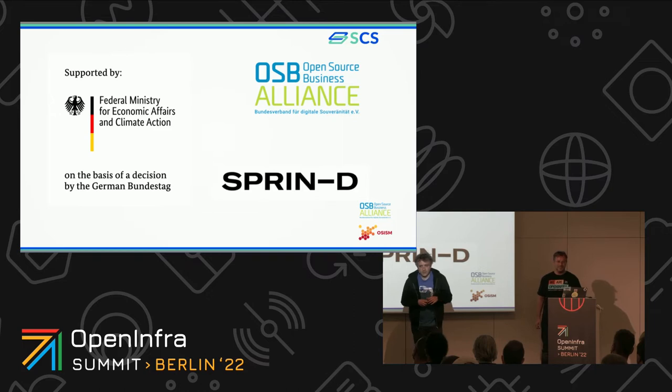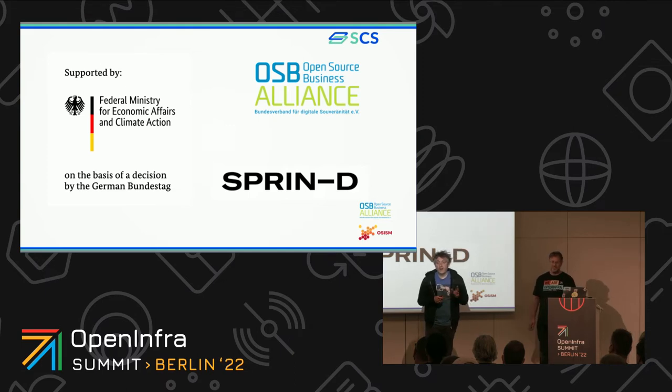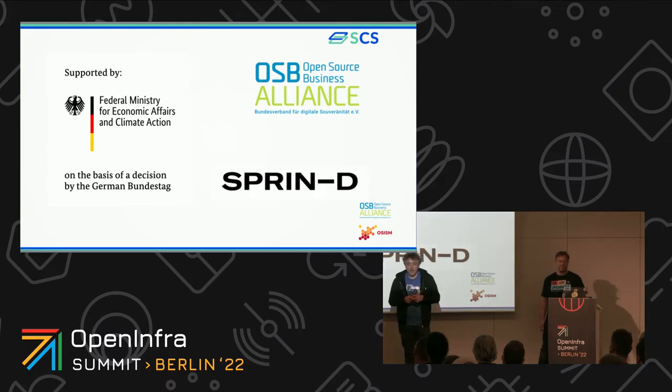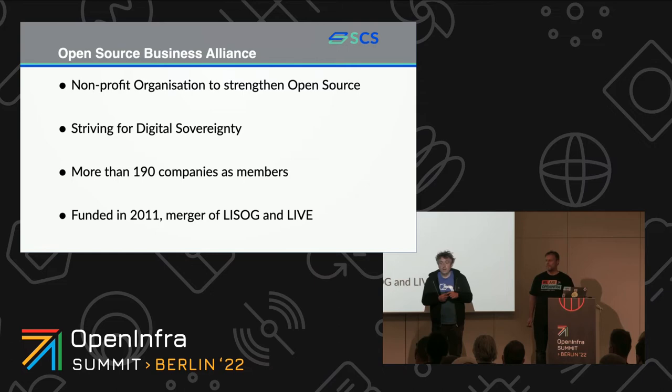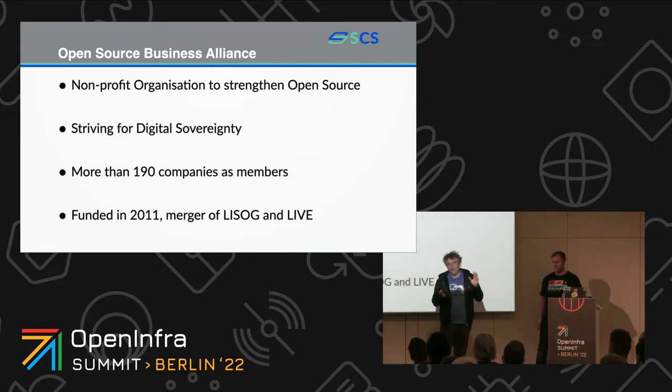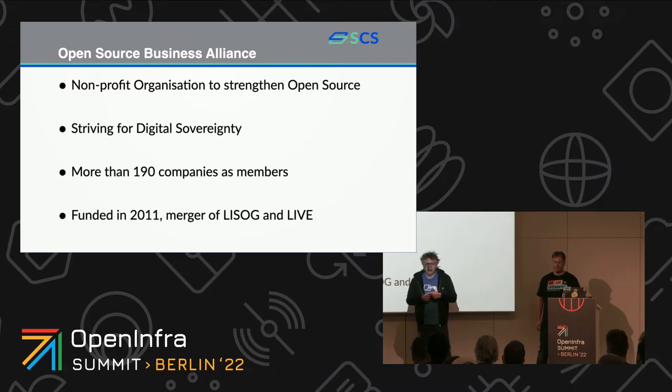The project is a project of the Open Source Business Alliance and is supported by the Federal Ministry for Economic Affairs and Climate Action. The Open Source Business Alliance is a nonprofit organization to support open source in Germany. We have roughly 190 companies as members, and it resulted from a merger of two previous organizations that also tried to work on a political level for Linux and open source.